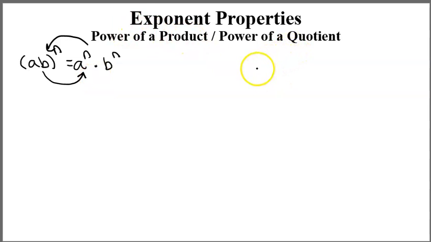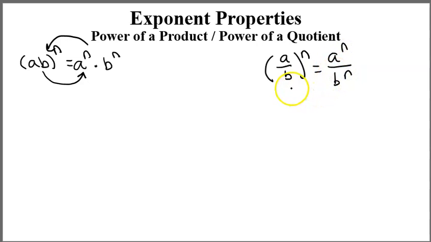The power of a quotient is the same thing. Instead of a product or multiplication problem, I have a division problem. So I have a fraction, or a division, or a quotient to a power. This is very similar to the power of a product. I take the numerator and denominator and raise them to this outside power the same. So this would be the same thing as the numerator raised to the nth power over the denominator raised to the nth power. And similar to before, it's an equality, so I can go back and forth.